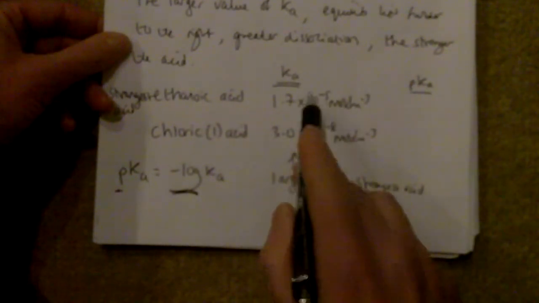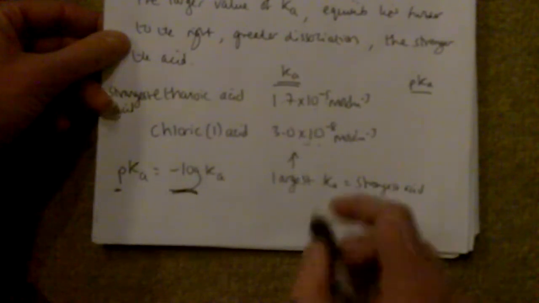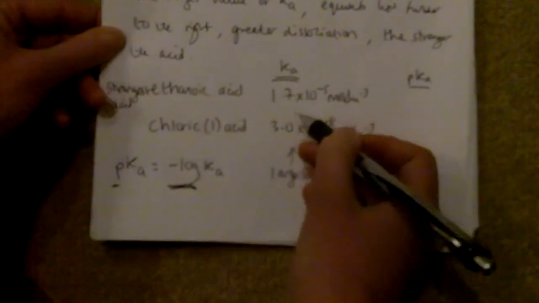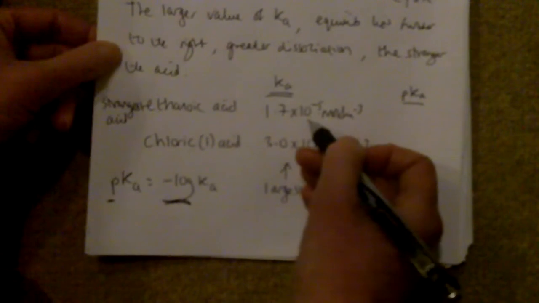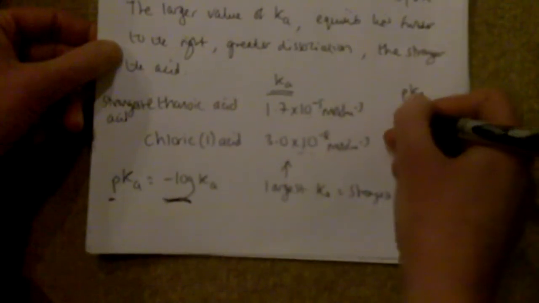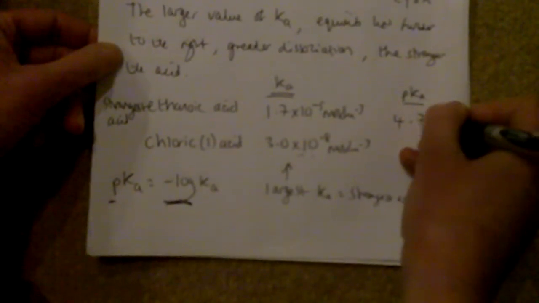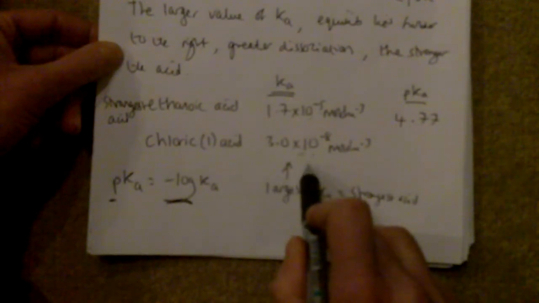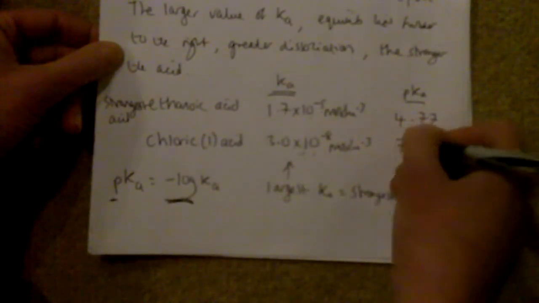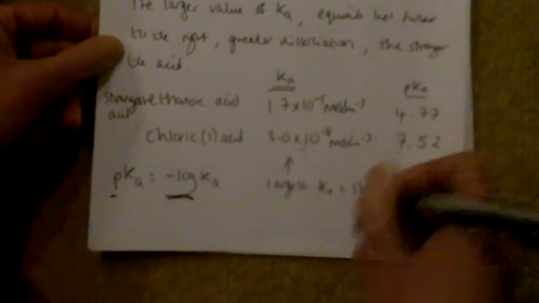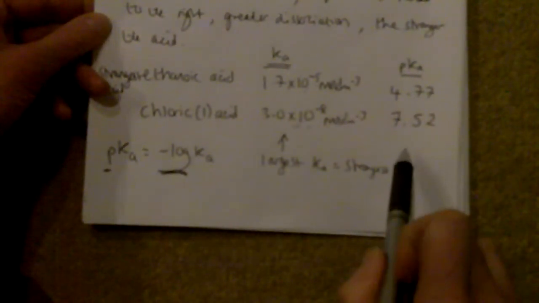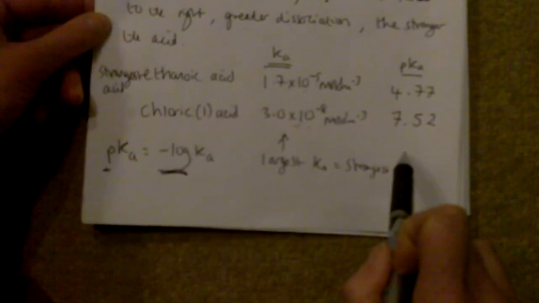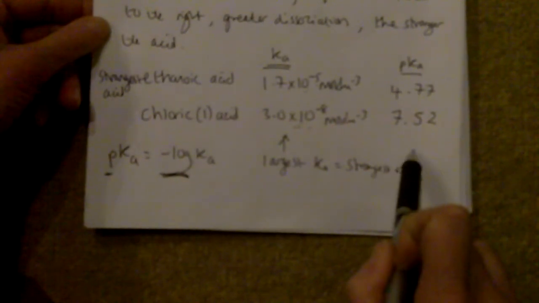And when you do that for each of these examples, this really small number, 1.7 times 10 to the minus 5, becomes 4.77. And the small number 3.0 times 10 to the minus 8 becomes 7.52. So all of a sudden, by doing minus log, you're making the numbers a lot more manageable.